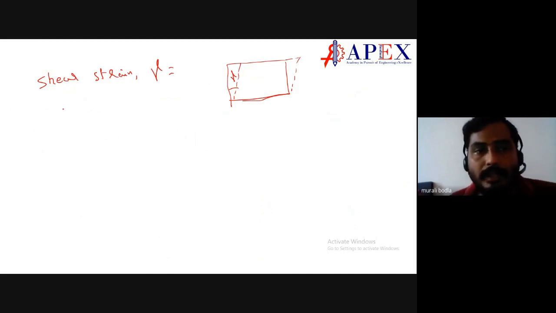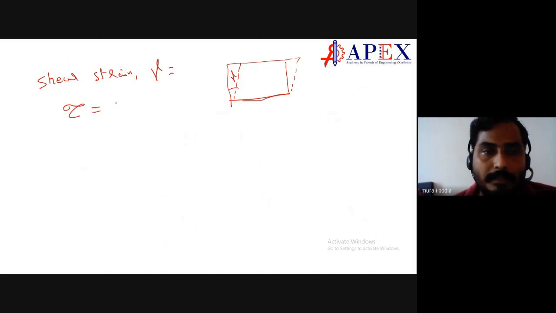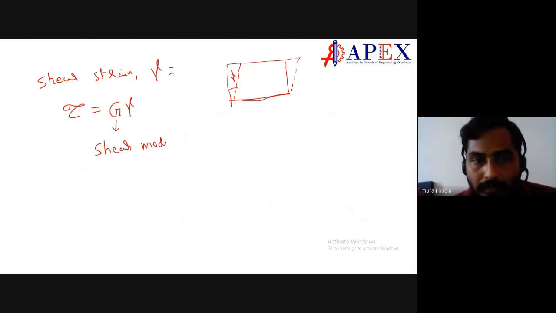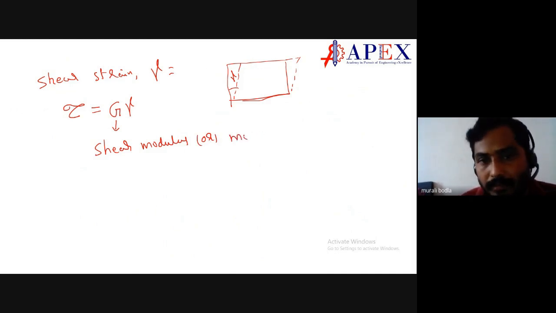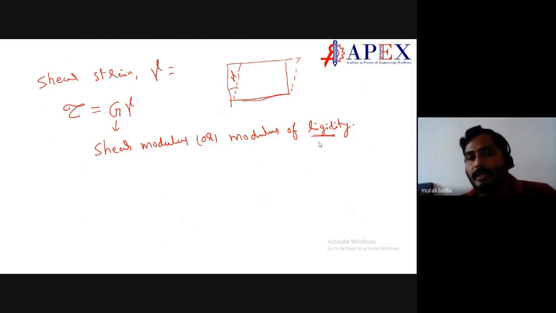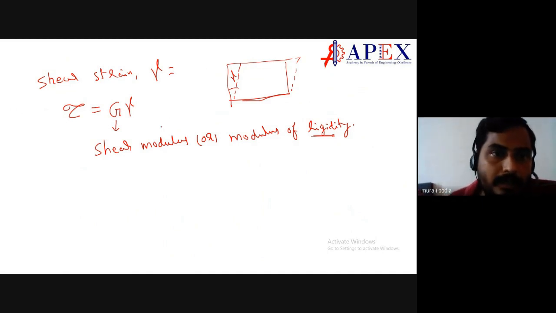So again, just like how we defined the relation between stress and strain, here also a relation exists between shear stress and shear strain, and that proportionality can be defined with the constant G. Okay, so this we call the shear modulus or modulus of rigidity. So rigidity means how stiff it is against a dimensional change. Okay, so that is the meaning.